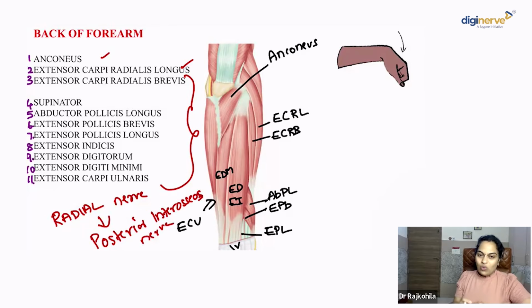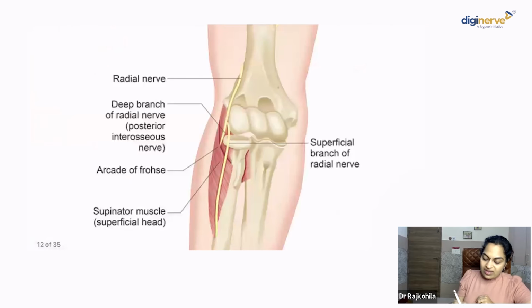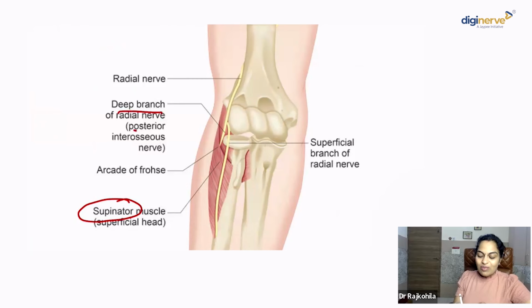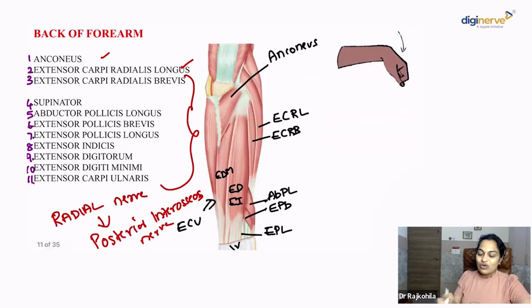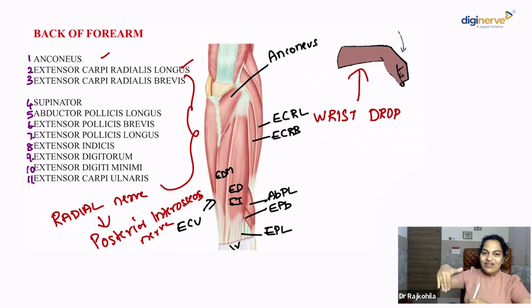right? So one muscle that I would like to show in a separate diagram image is the supinator muscle. The deep branch of the radial nerve, that's the posterior interosseous nerve, it passes between the superficial and the deep fibers of the supinator muscle and can get compressed there. So one classical feature of radial nerve injury, yes, you're right, it is the wrist drop. Wrist drop, yes, finger drop and thumb drop.